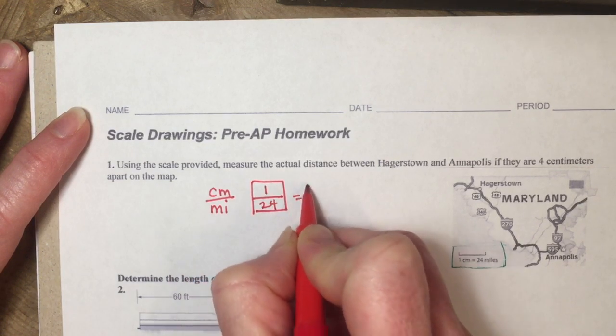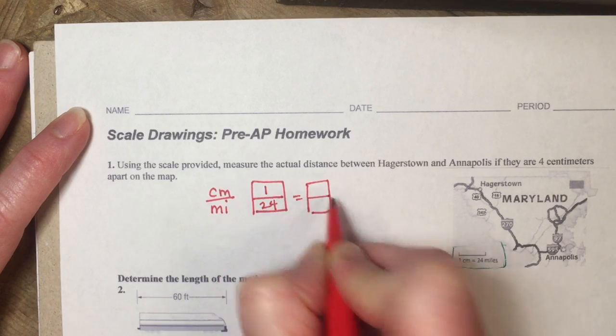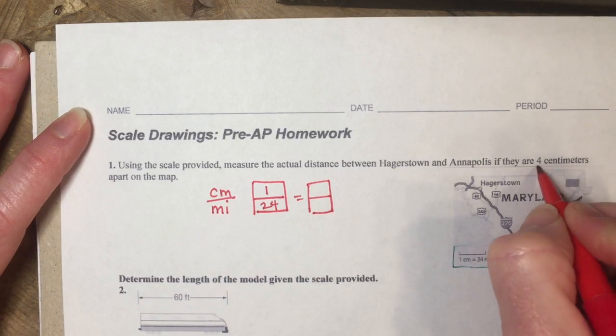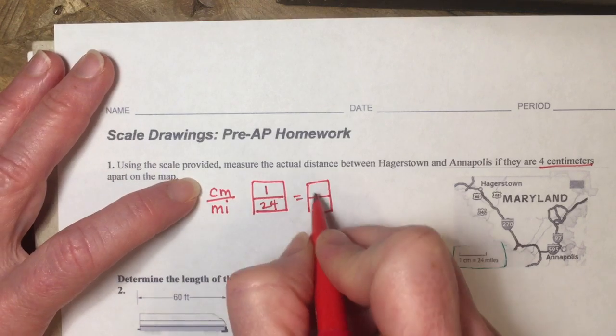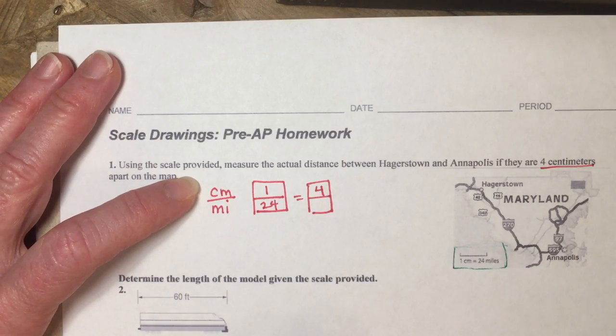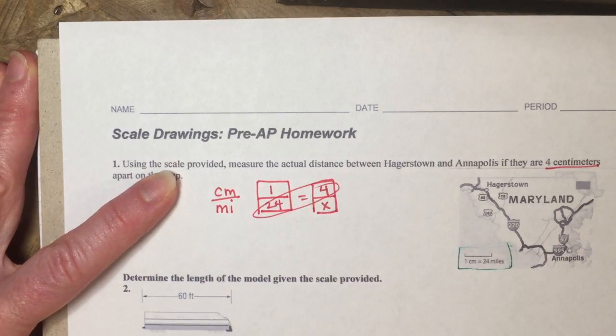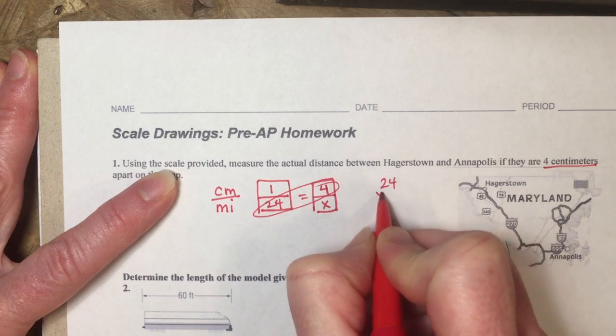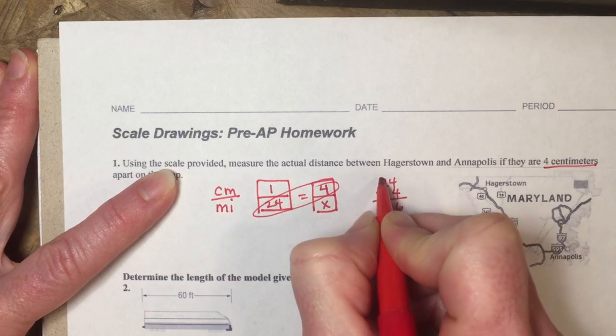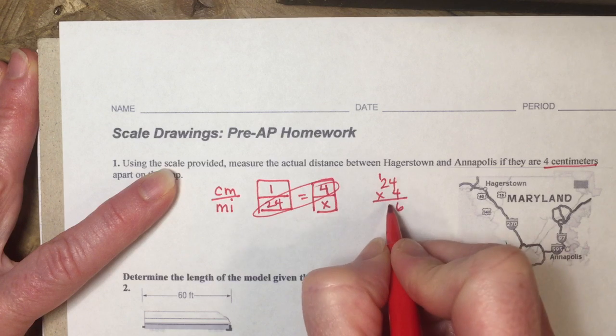So I'm going to fill in my first set of boxes. And then I know that they are 4 centimeters apart, so I'm going to put that on top with the centimeters, and then this is what I'm solving for, so I'm going to call that x. And to solve, I multiply diagonally, or I use that baseball bat, so 24 times 4 is 16, carry your 1, 4 times 2 is 8, plus 1 is 9.